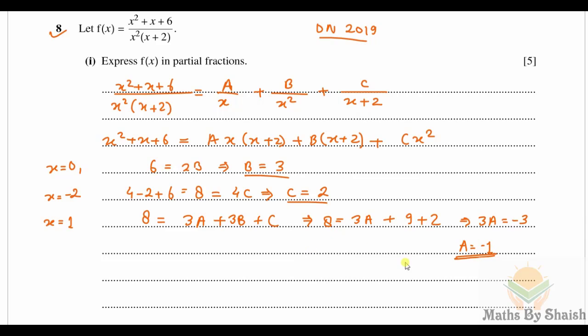As we got A, B and C, the partial fraction form of f(x) is minus 1 over x, plus 3 over x squared, plus 2 over x plus 2. So that is the final answer for this. I hope it is okay. Let's do the next part of this 8th question.